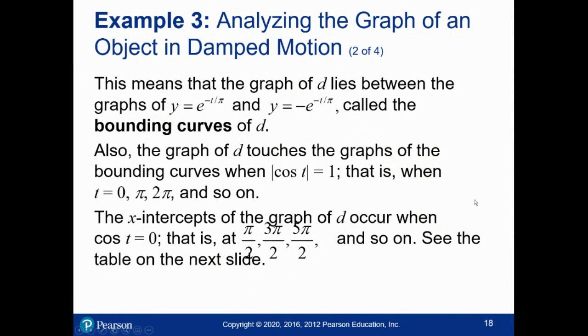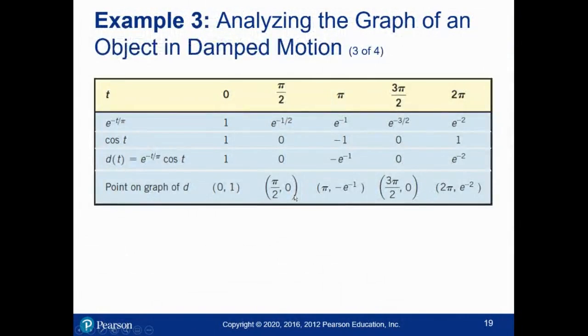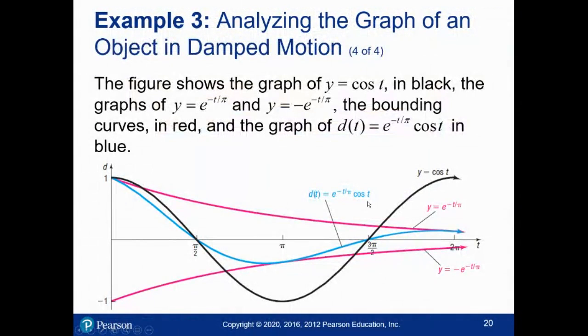The intercepts are where the cosine curve is 0. The bounding curve, the multiplier of e to the minus t over pi, is not going to make it 0, because that exponential term can never be 0. So the only time your displacement is 0 is when the cosine was going to be 0 anyway. So they make a table of a bunch of stuff. The picture is much more illustrative.